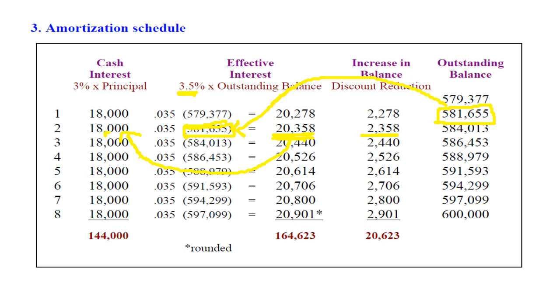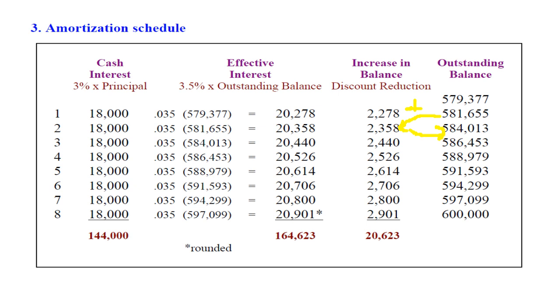Then the next outstanding balance plus the reduction of the discount will equal the next outstanding balance for the third payment or third period of time. Okay, any question on the amortization table? How do we do the amortization table?